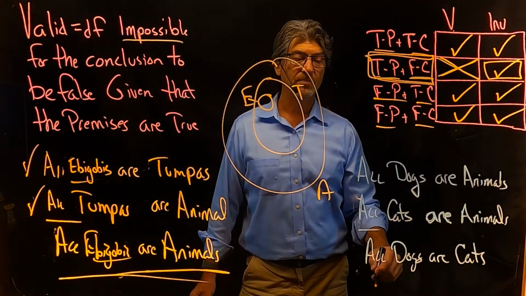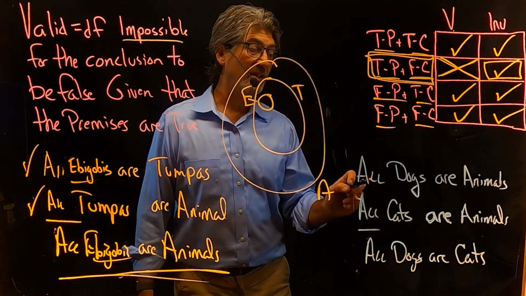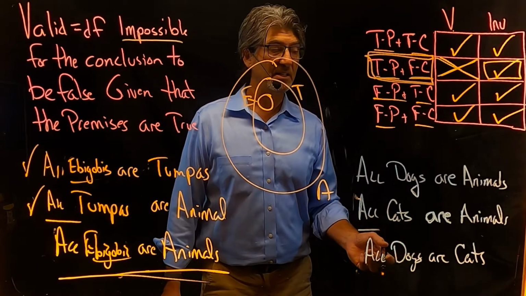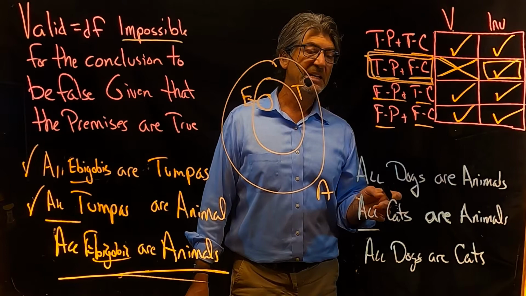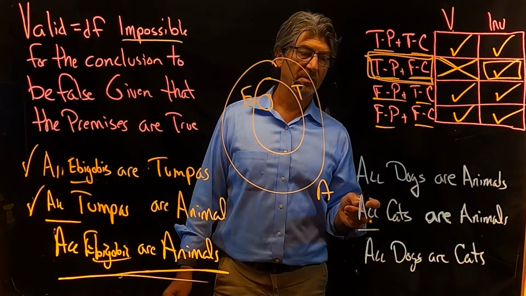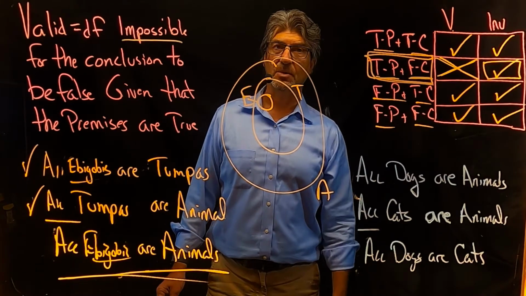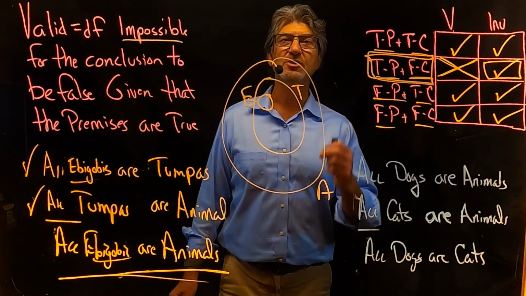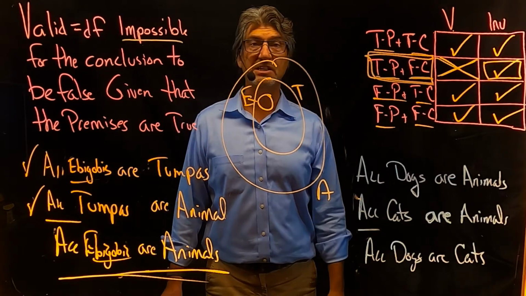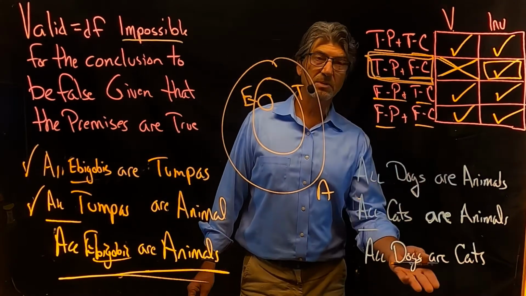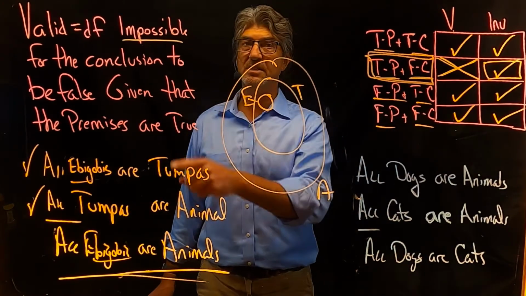Now over here, this is invalid not because dogs are not cats. It's invalid because of the pure structure. It is possible by this structure that the premises are true and the conclusion is false. Over here, that's not possible. A valid argument is one where it is impossible that the conclusion is false given that the premises are true. This argument is invalid. This argument is valid. This is valid because it fits this.